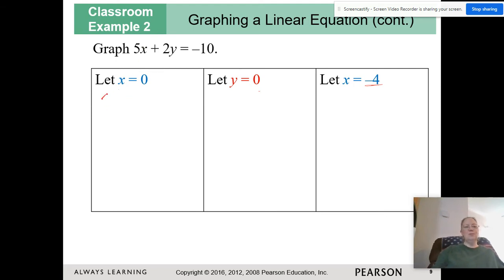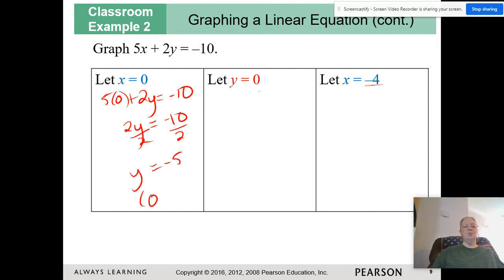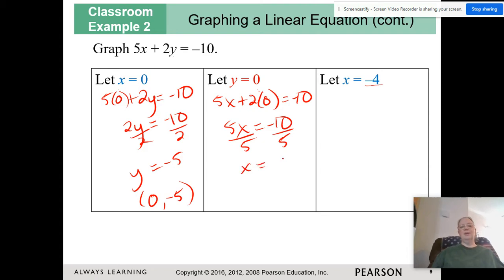We're going to plug in x equals 0. And remember, anything times 0 is 0. So 2y is equal to -10, or y is equal to -5. So this gives me the ordered pair 0, -5. And this time we're plugging in y equals 0. Two times 0 is 0. And we divide by 5. And we get -2 for our x.